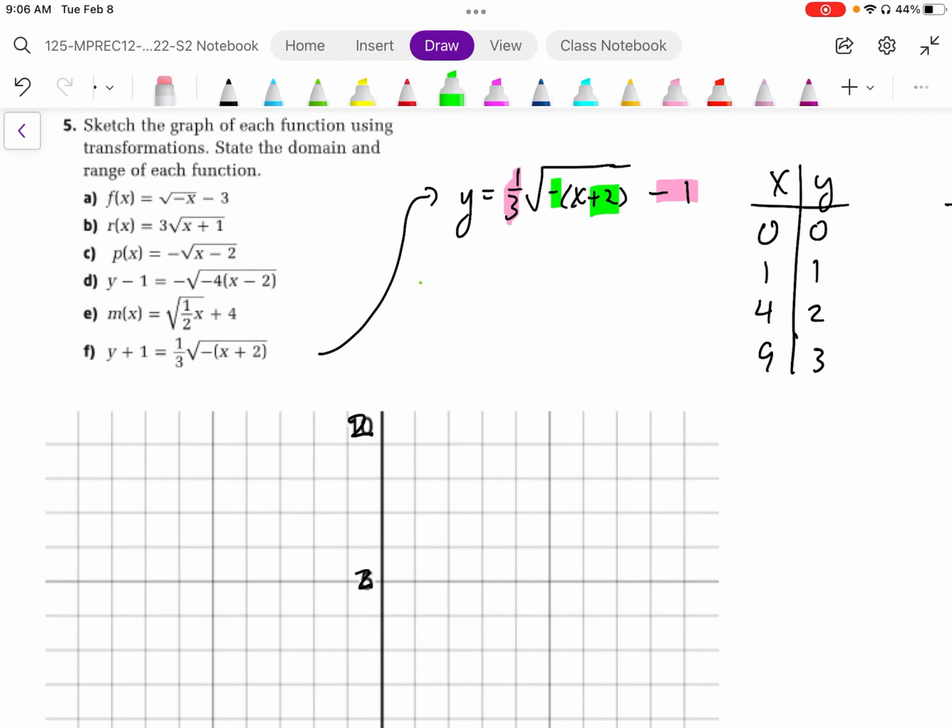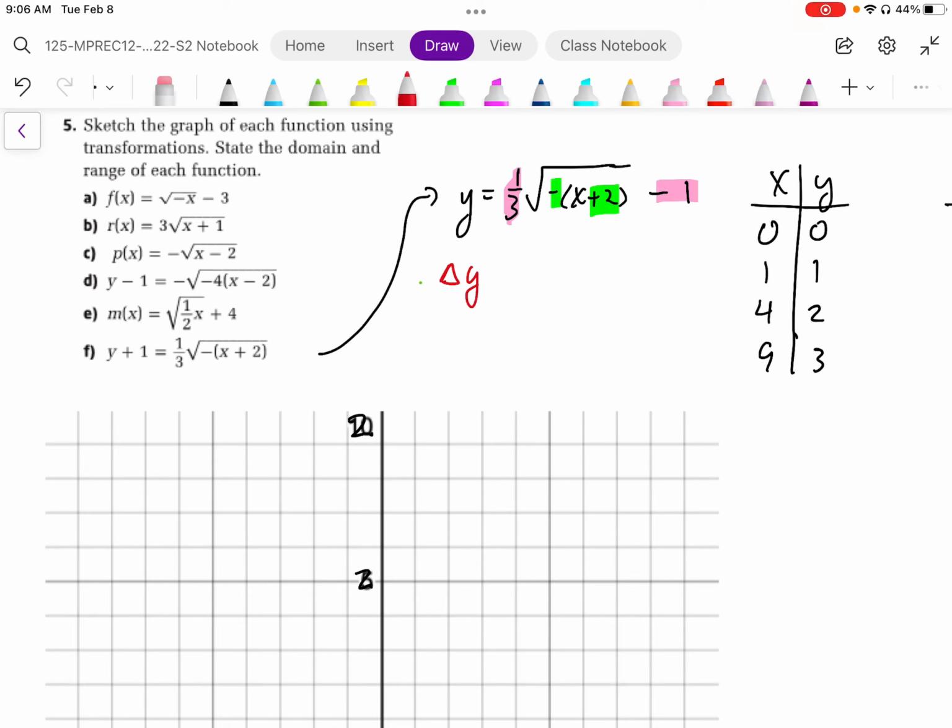To sketch the graph of f, the first thing we're going to do is get rid of that plus 1 on the left side. So we're going to subtract 1 from both sides, and we end up with this equation up here. We have vertical transformations and horizontal transformations, so we're just going to separate them out.